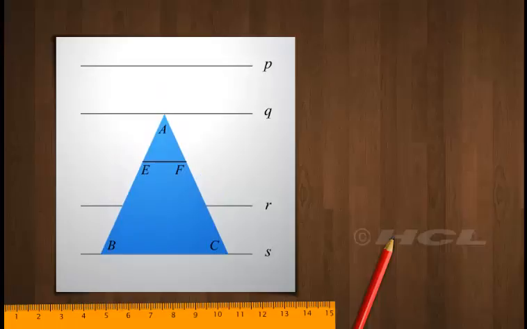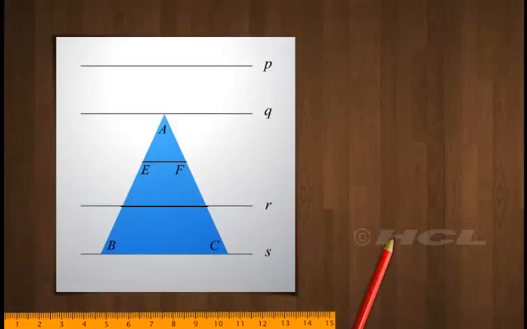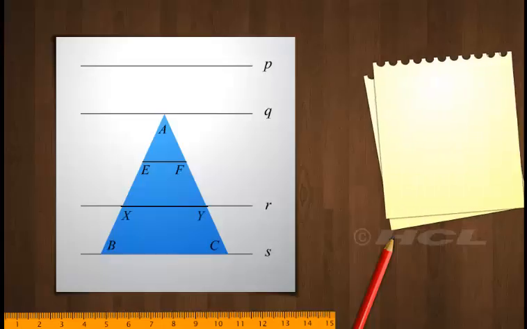Next, let's change the position of the triangle. Place the base of the triangle BC on another parallel line, say S. With the help of the parallel lines, draw another line besides EF that is parallel to BC. The new parallel line intersects triangle ABC at points X and Y. Now, let's record the ratios of AX and XB and AY and YC.